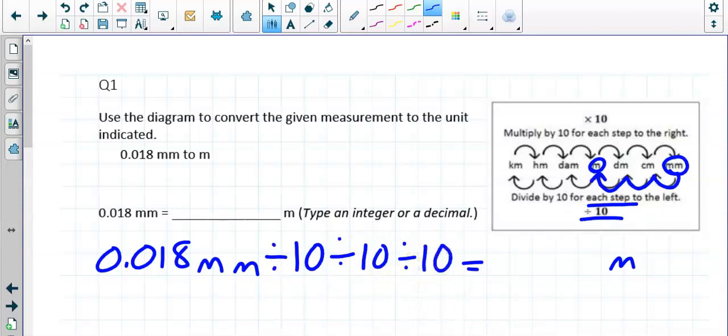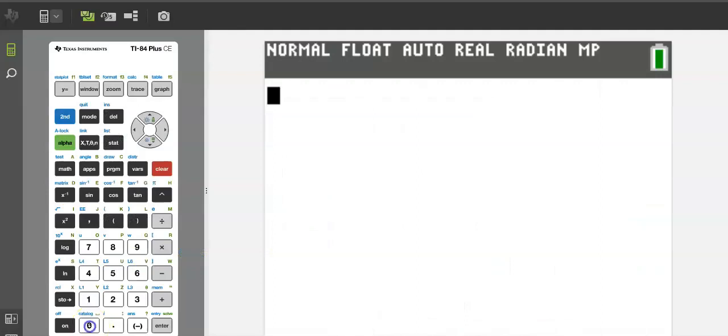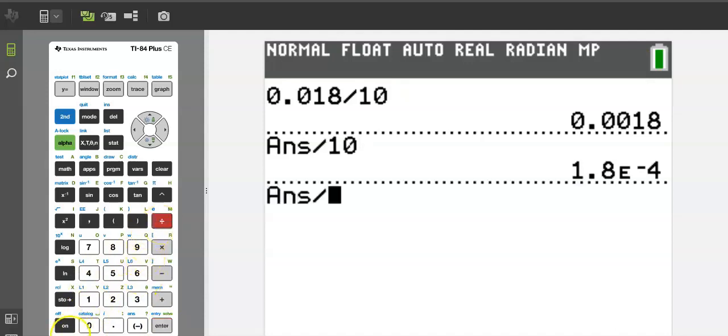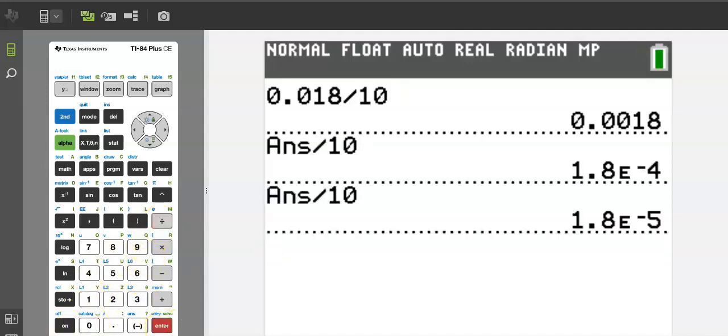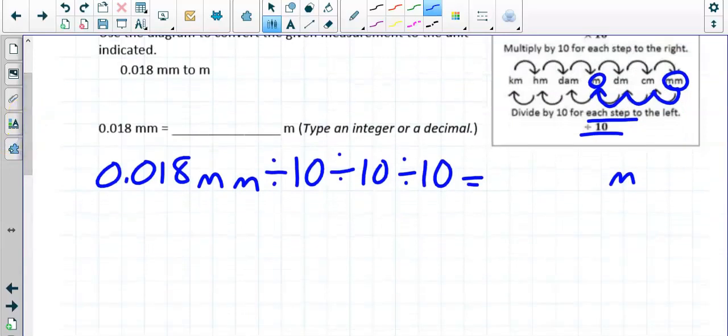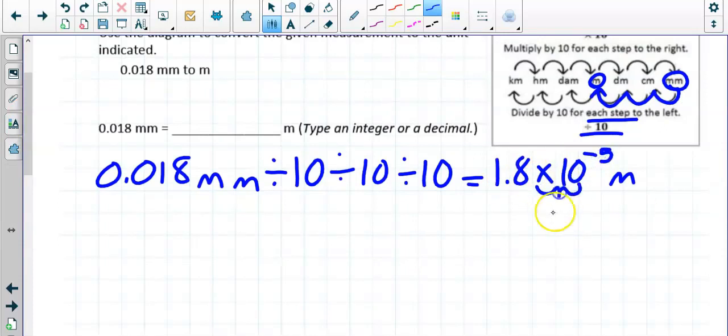Okay, so if we go to our calculator, 0.018 divided by 10, divide by 10, and now you start to see something weird. Divide by 10. You see this little E pop up. Don't be afraid of that E. That E just means scientific notation. That E means times 10, and then this -5 right there is the power on it. So what our calculator is showing us for an answer is 1.8 times 10 to the -5.